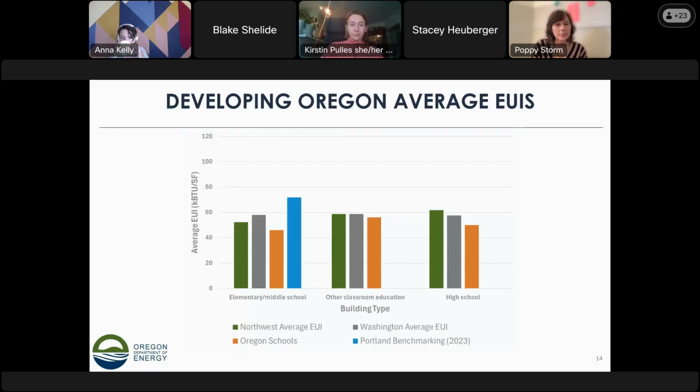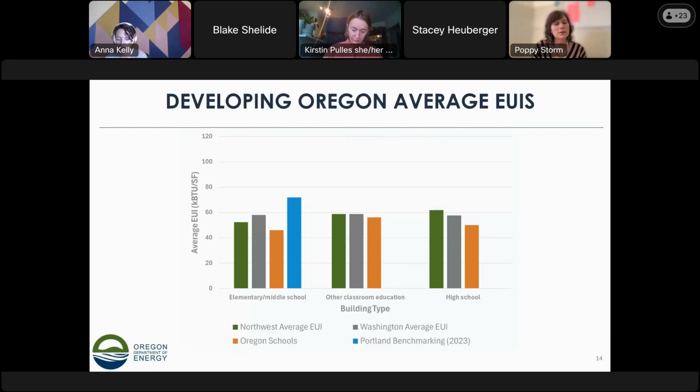So this is an example of the educational buildings. This is one of the series of building types where we made adjustments to align better with the Oregon data sets. So if you see here, we have three main educational building types. We have elementary, middle school on the left. We have other classroom education in the middle, and we have high schools on the right. And so our Northwest average EUI is the green bar. Then we have a Washington average EUI, which is mostly based on the same data as the Northwest average EUI. So you don't see a lot of difference there.